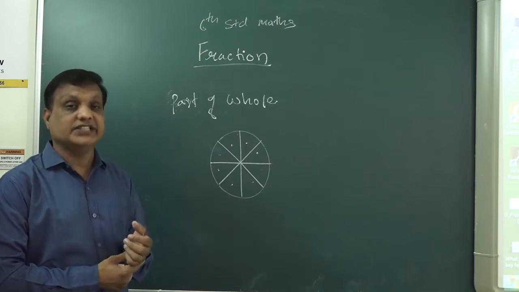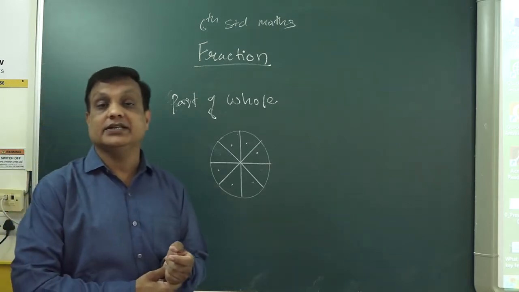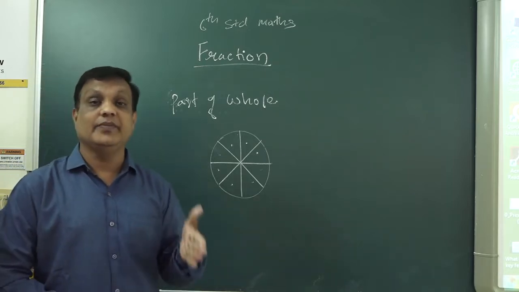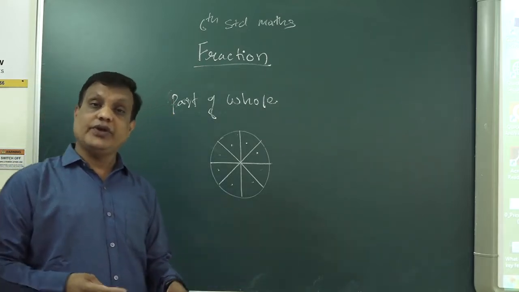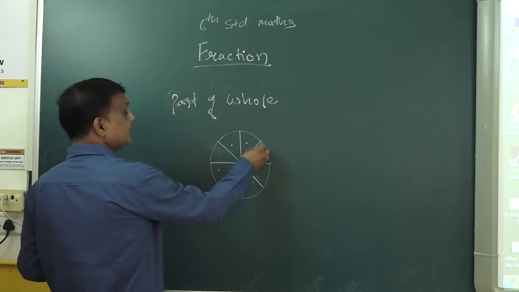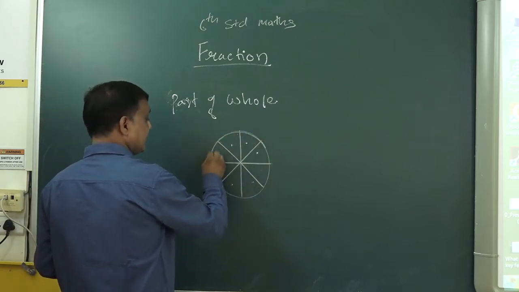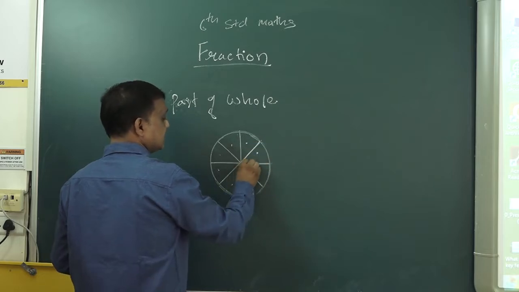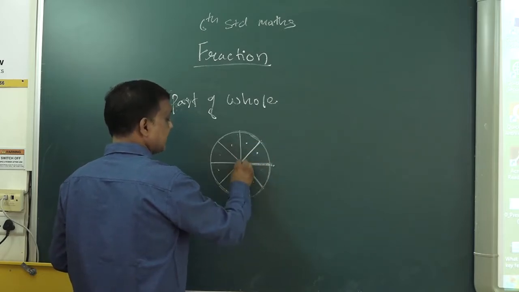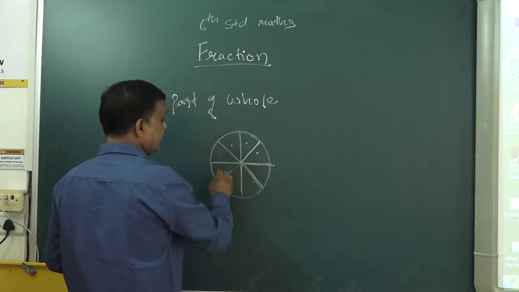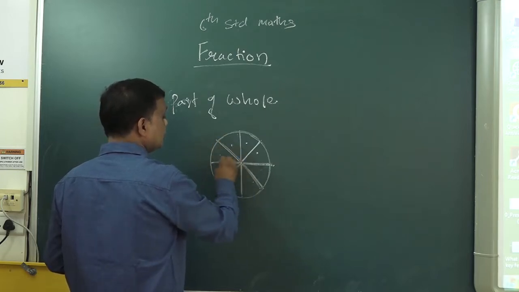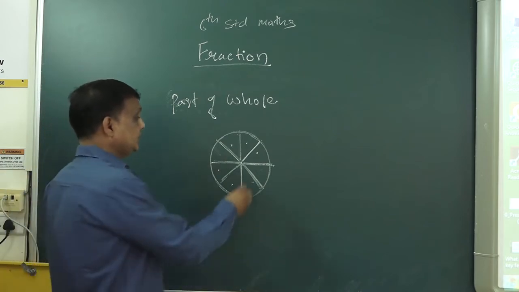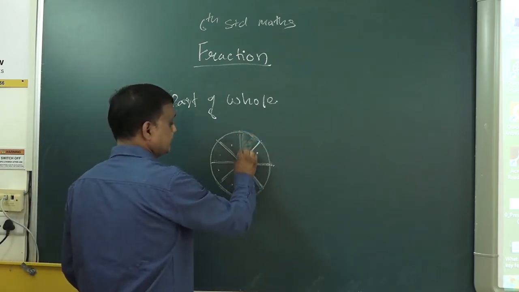Suppose we assume it is a cake and you are celebrating a birthday. So what will you do? You will cut slices of the cake. We assume you brought a cake from the market and you made 8 slices. So what will you do? You will give one slice to your friend. So this one slice is given to one friend.